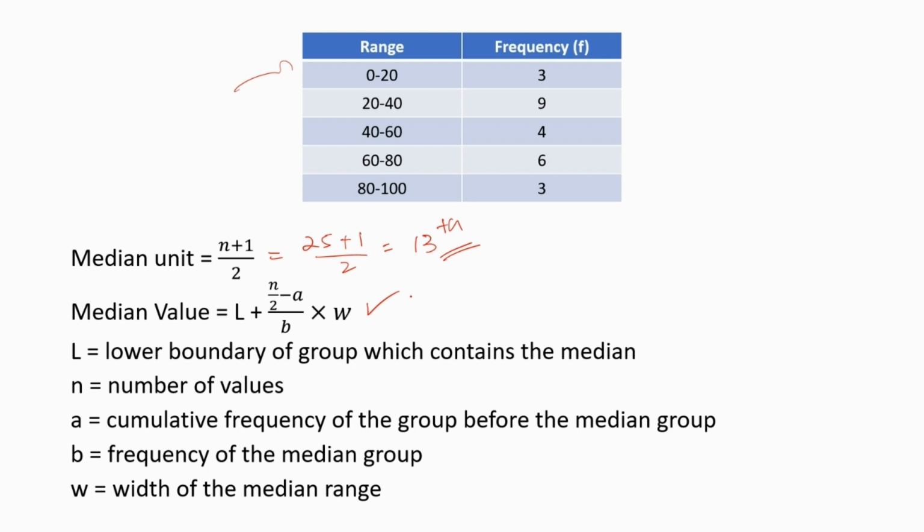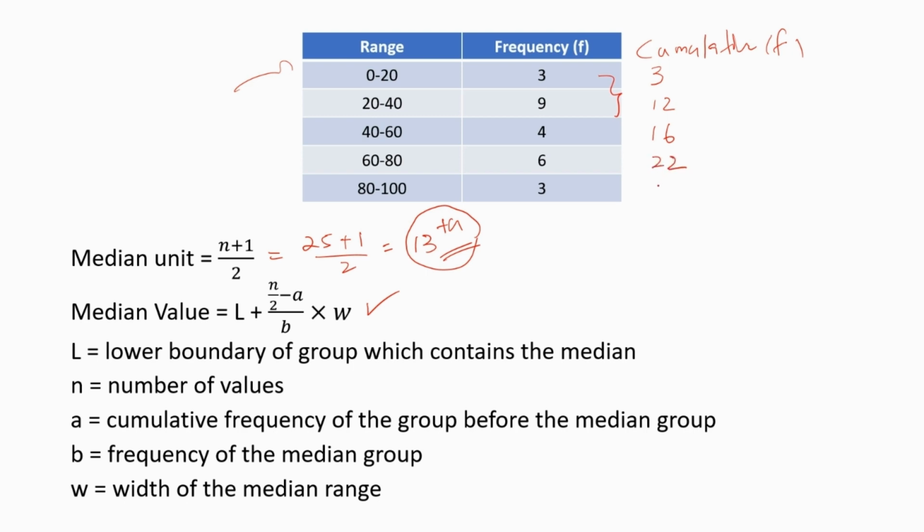So then we have to calculate the cumulative frequencies in order to find the 13th value. Now let's do it. This is the cumulative frequency. What we are going to do is add the frequencies one by one. So this is 3. 3 plus 9 is equal to 12. 12 plus 4 is equal to 16. 16 plus 6 is equal to 22.